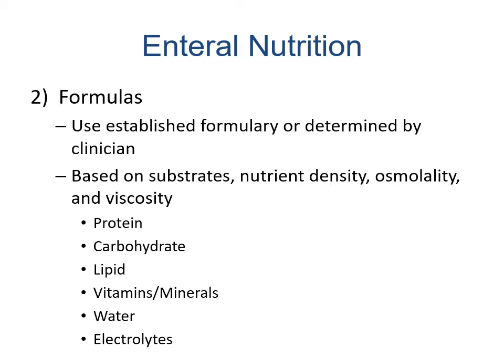Now these formulas vary based on the substrates they're made out of, their density of nutrients, their osmolality, and viscosity. So they may have more or less protein, more or less broken down, more complex or less complex carbs, different types of liquid lipids or total amount, differing amounts of vitamins or minerals, differing amounts of water, and electrolytes. For example, that renal formula will be low sodium, low potassium, low phosphorus.